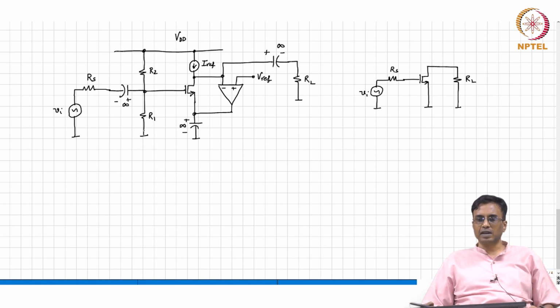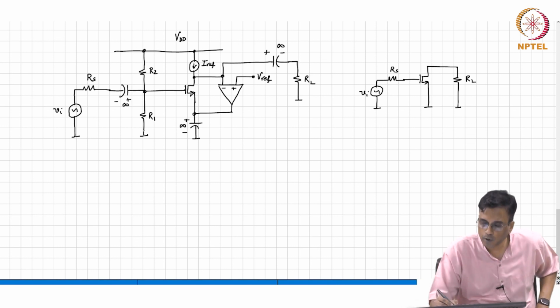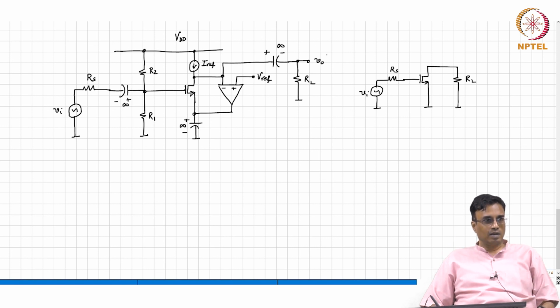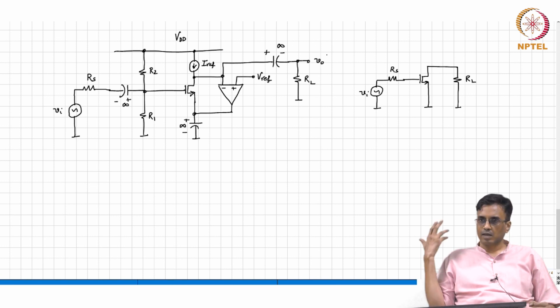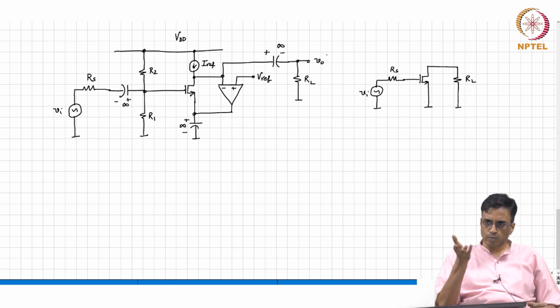Therefore, if the potential of the drain is a constant, what comment can you make about the incremental voltage at the output? If the voltage of the drain is not changing, the output incremental voltage is 0, correct? So clearly, adding the infinite capacitor there at the source is not helping. So what is the root cause of the problem? What is the root cause of the problem? Because of the op amp, right?